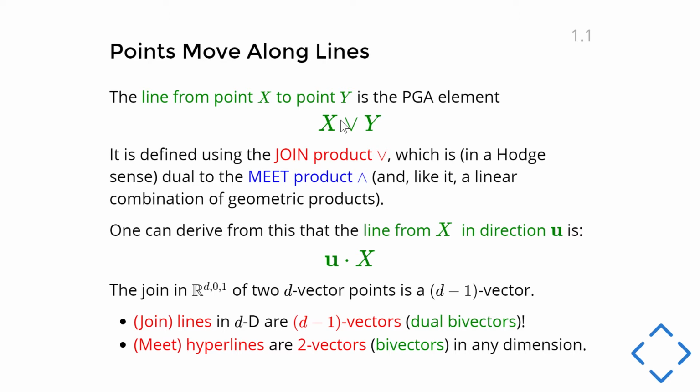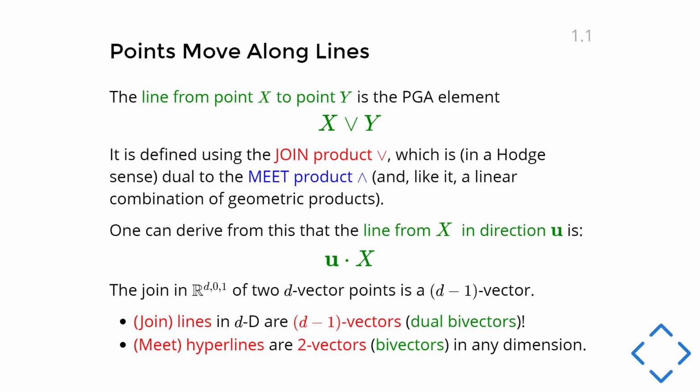So we have a point and we have another point. We connect them by a join product. It's slightly more complicated to define, and so I won't do it in algebraic detail here. The important thing to know for the dynamics part is that if you want to make the line from a point x that moves in the direction u, then this becomes the object, the algebraic element u dot x.